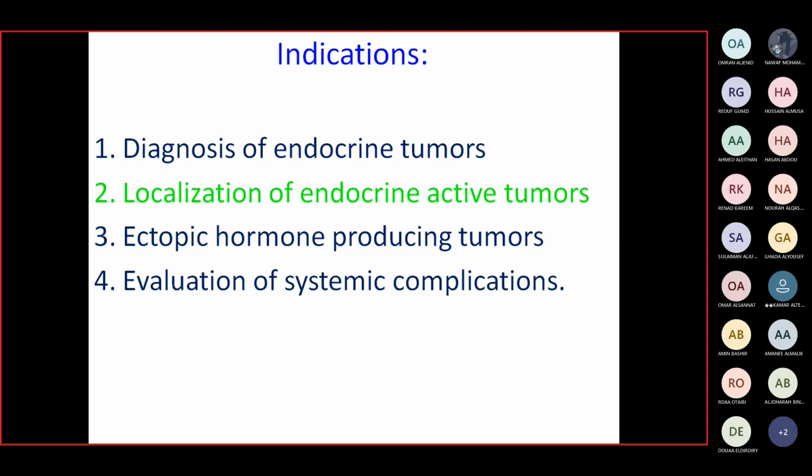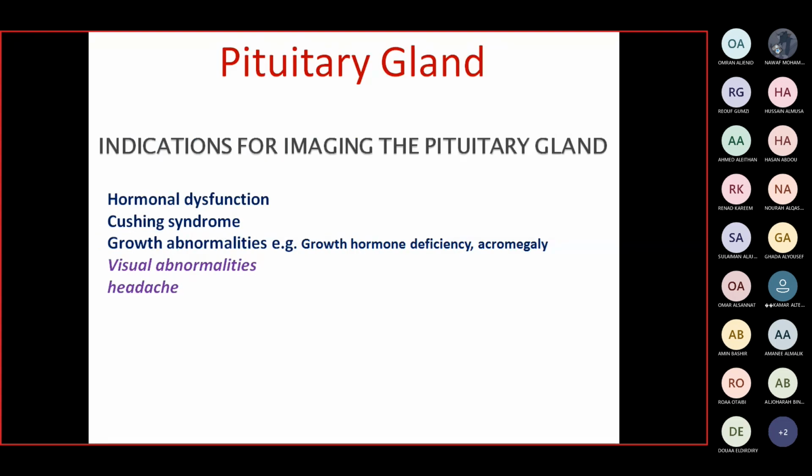Evaluation of systemic complications. Parathyroid hormone or thyroid hormone abnormalities can cause systemic complications, such as hyperparathyroidism or hypoparathyroidism. Those are the general indications for any gland. Now we are going to specify the different glands. We start with the pituitary gland, the master gland.